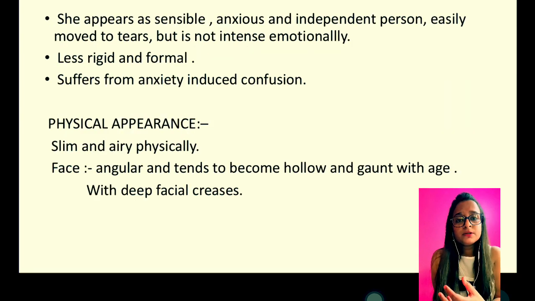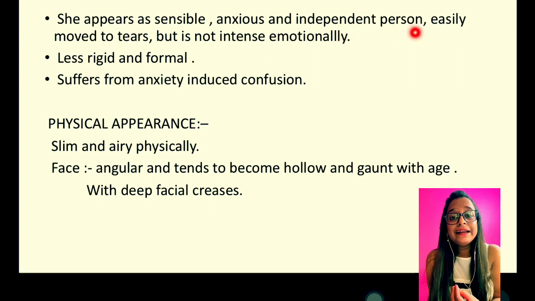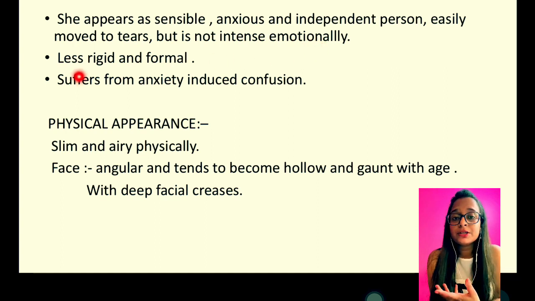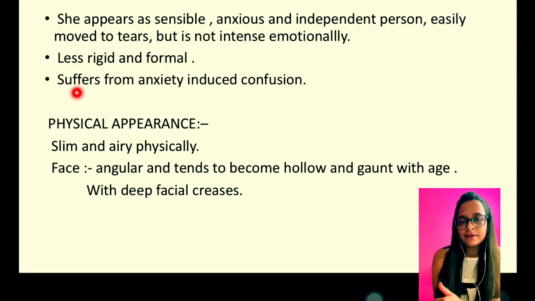So female Causticum appears to be a sensible, anxious and independent person. Easily she is moved to tears but is not intense emotionally. Okay. The female is much less rigid and formal. She suffers from anxiety induced confusion.